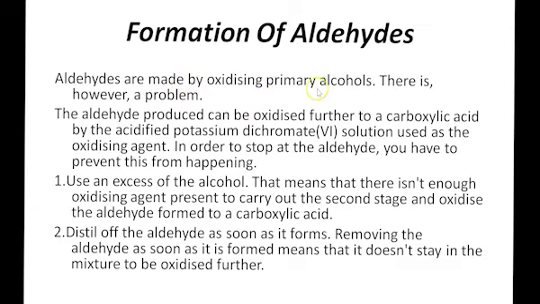Aldehydes are made by oxidizing primary alcohols. There is, however, a problem. The aldehyde produced can be oxidized further to a carboxylic acid by the acidified potassium dichromate(VI) solution used as the oxidizing agent. In order to stop at the aldehyde, you have to prevent this from happening. Number 1. Use an excess of the alcohol. That means there isn't enough oxidizing agent present to carry out the second stage and oxidize the aldehyde formed to a carboxylic acid.